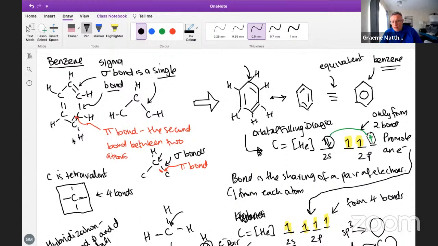Anything else on top of that, like if you're doing a double bond or a triple bond, those extra bonds that you put in to make the double or the triple bond would be pi bonds.